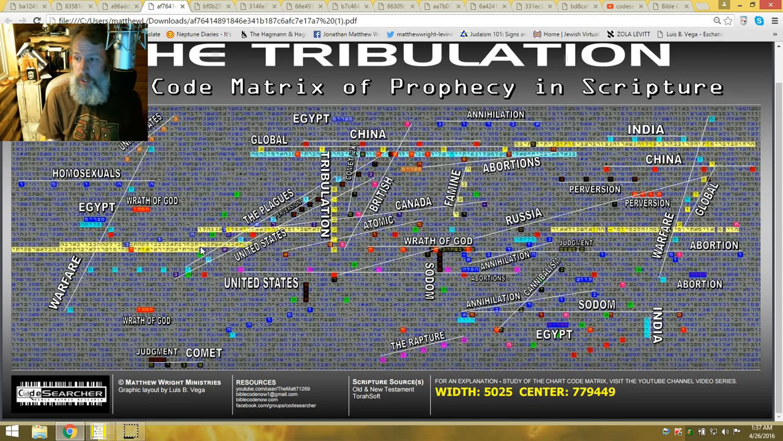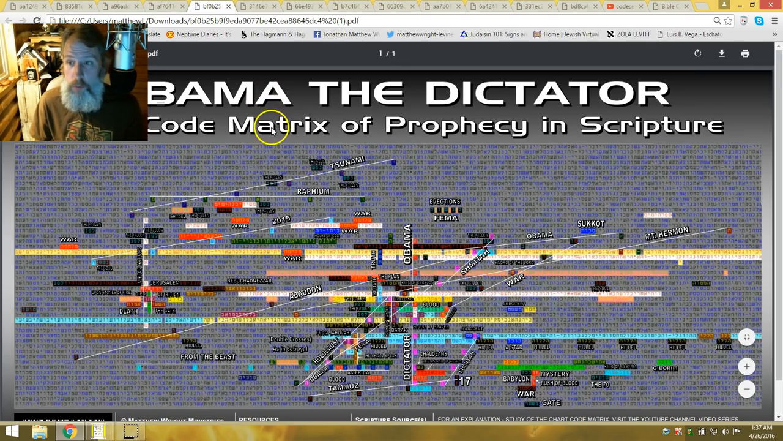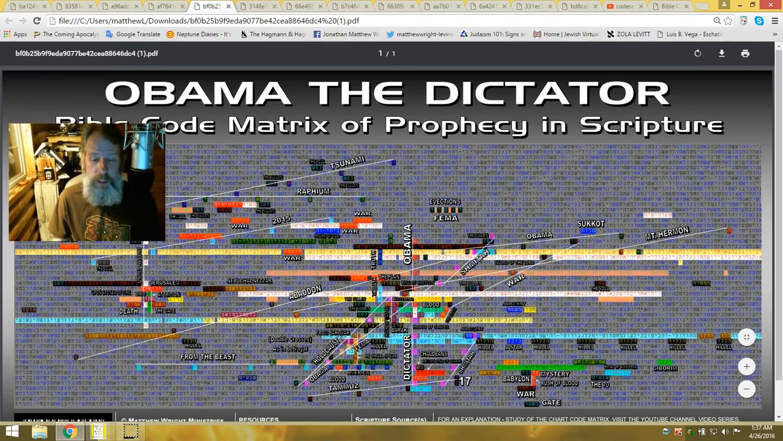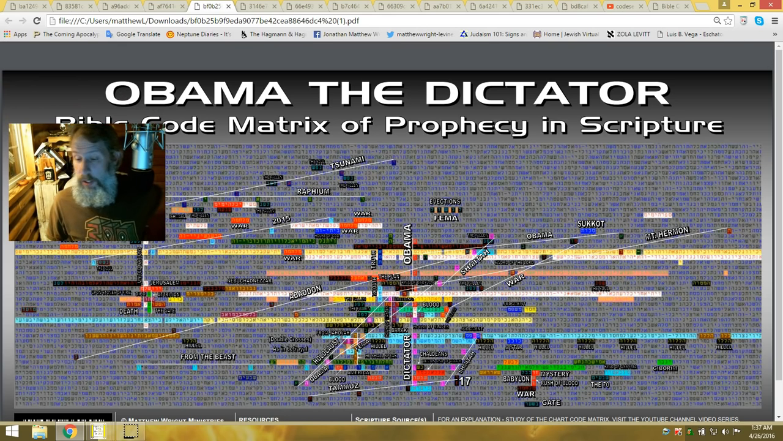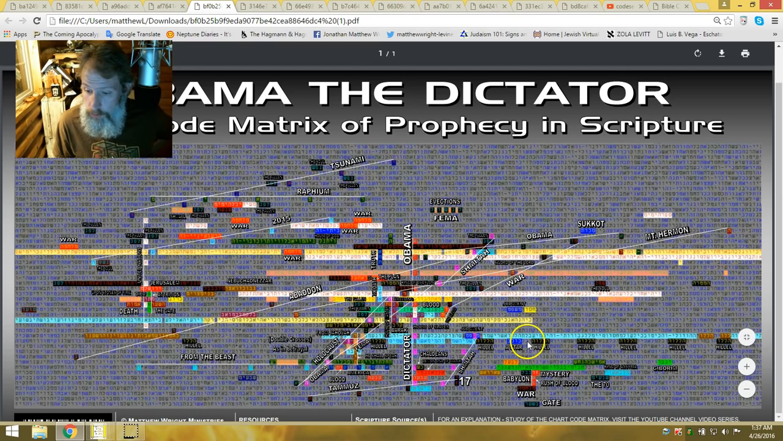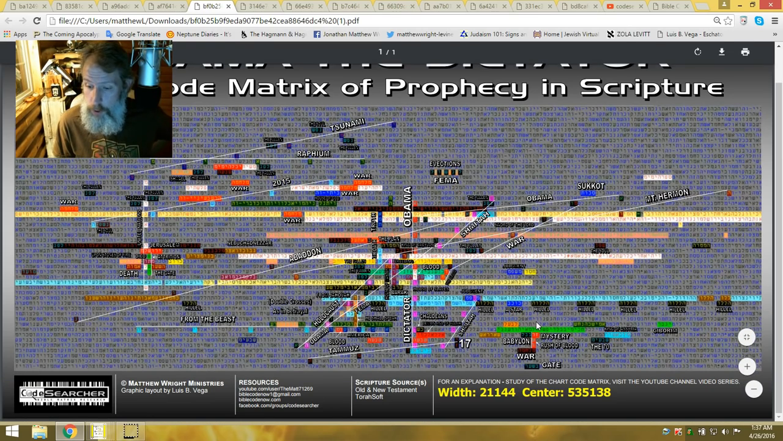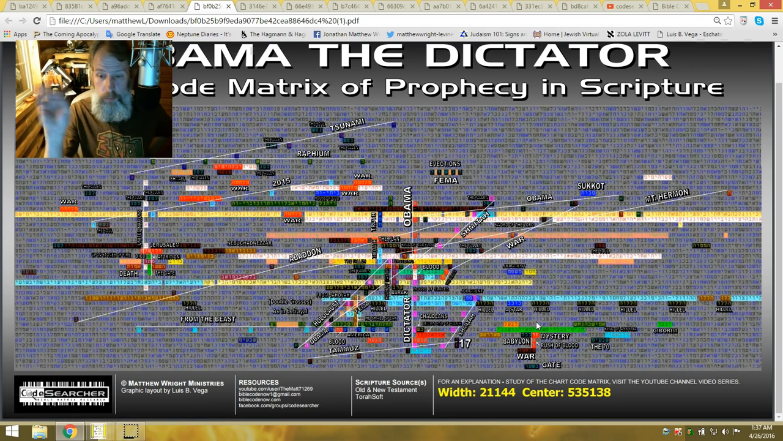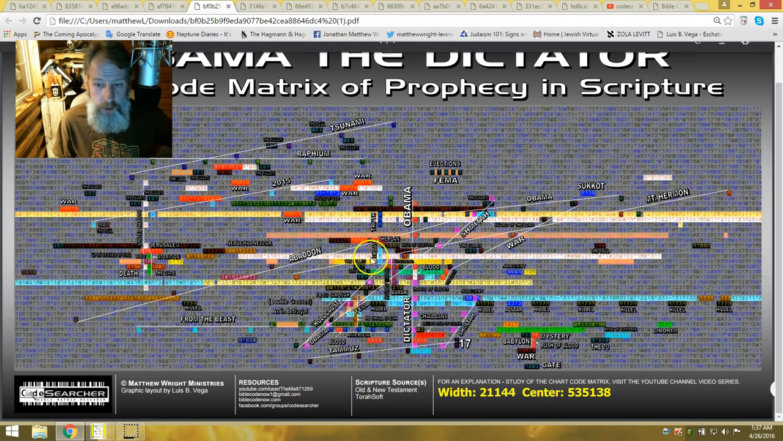5025 is the width, and another testimony that there are codes all the way through the Tanakh, folks. Next one, Obama the dictator. Now I found this one, and it is very, very detailed and condensed. This comes at a width of 21144, key number there, 44, which is the president's, the number of his presidency.